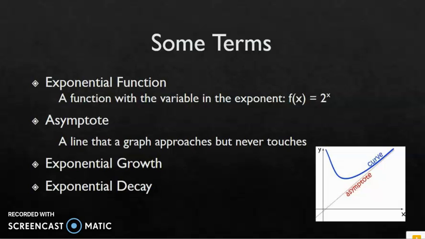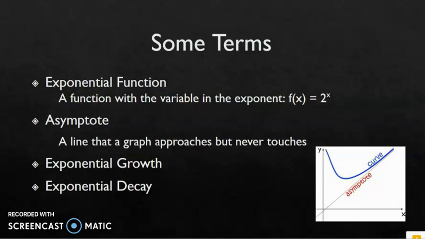Okay, so we have an exponential function with the variable in the exponent. We have the asymptote, which shows up on the graph. It's a line that it approaches but never touches. Exponential growth is when the function is increasing as you go further to the right. Exponential decay is when the function is decreasing when you go further to the right. So let's take a look at how to graph some of these functions and how to tell if they're growth or decay functions.